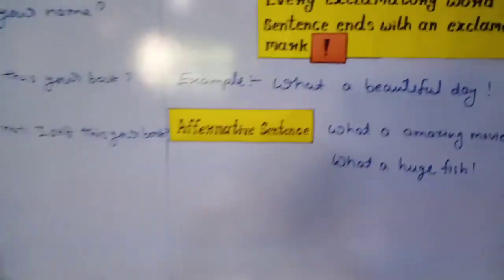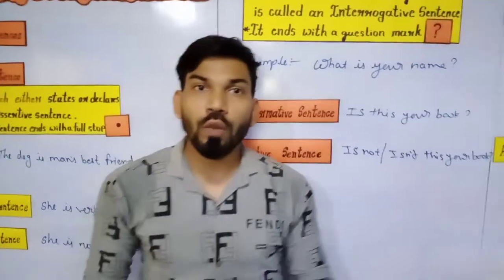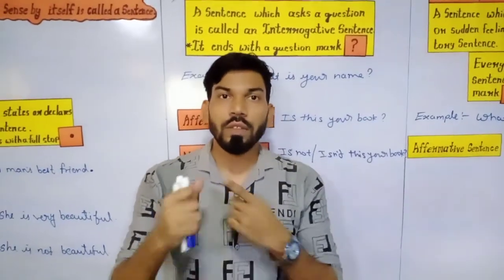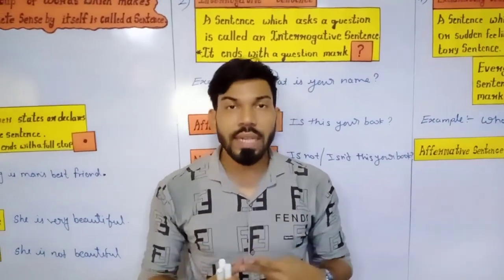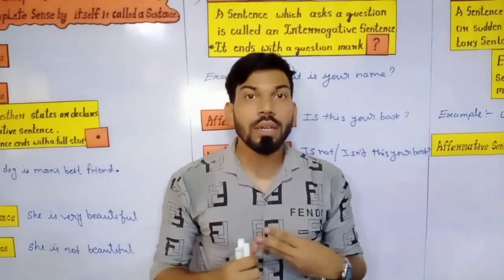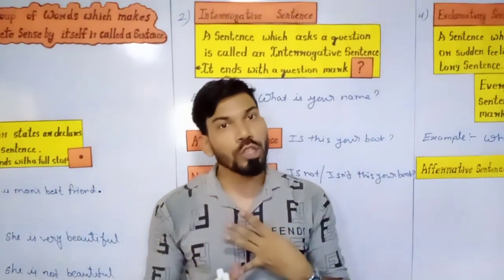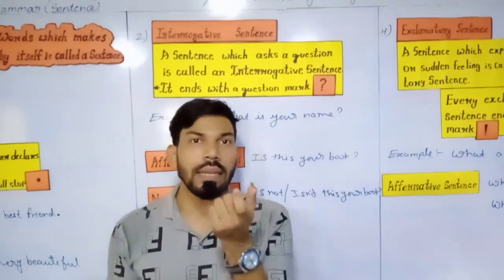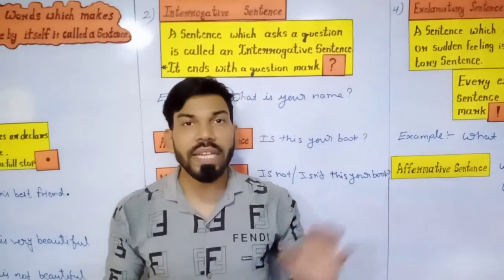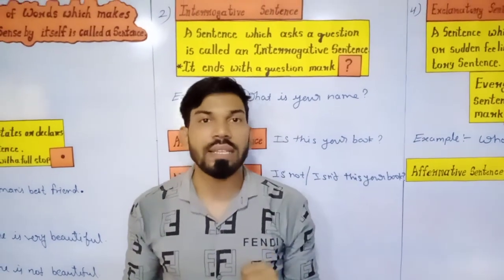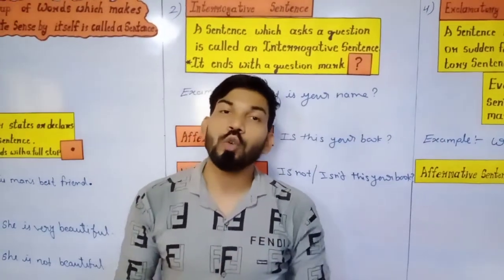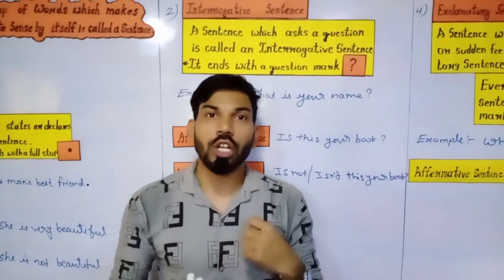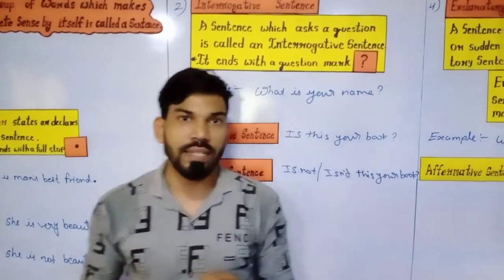So now here we have learned about the four kinds of sentences. The first one is the assertive sentence, the second one is interrogative, the third one is imperative, and the fourth one is exclamatory sentence. Now we have a short activity regarding all these types of sentences. By that we are going to evaluate how much we have understood regarding these kinds of sentences.